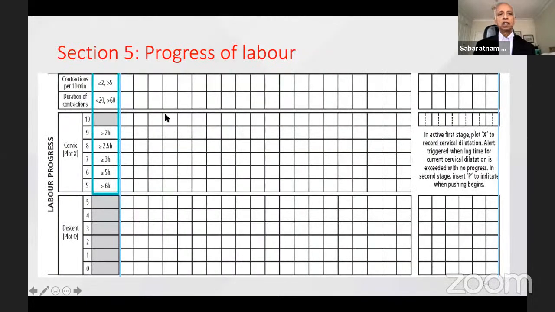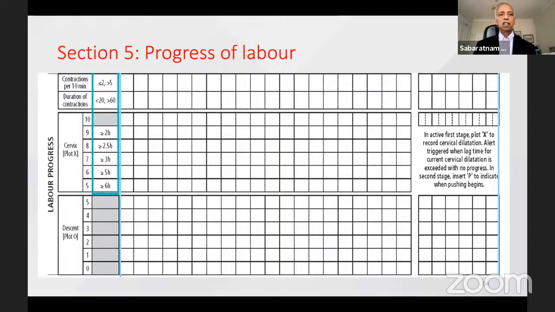Section 5 is about contractions. If it is less than 2, that's an alert feature. If it is more than 5, it's an alert feature. And you put 3 or 4 or 5, and if it is more than 5, it is 6, you mark it in red, and it's an alert feature. Duration of contraction has to be more than 20. If it is less than 20, it's an alert. You have to observe, and if more than 60, you have to think if she's on oxytocin to reduce it.